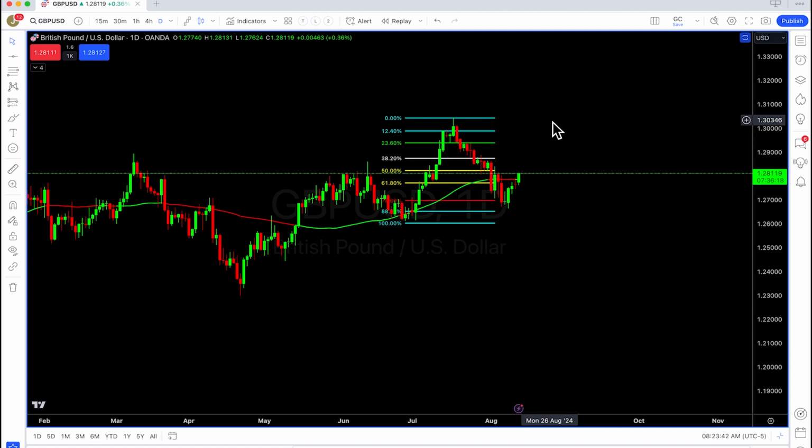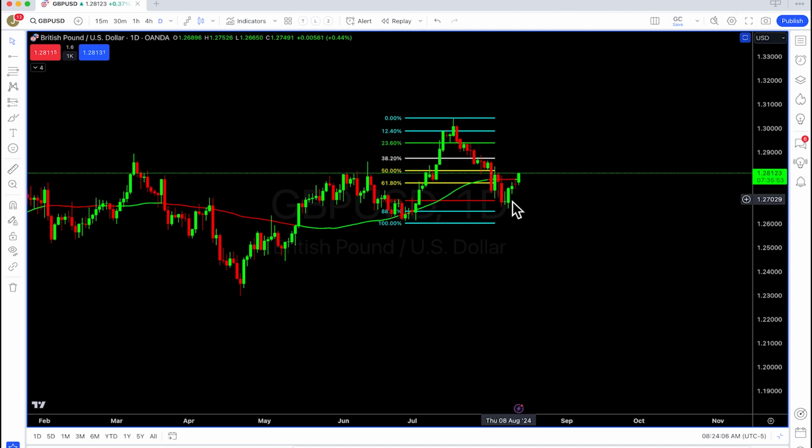What do you see here? Price already broke above that 786 right here. That was a good entry, but that was last week. This is the daily chart. So now here we go on a Tuesday, August 13th. And here we go.